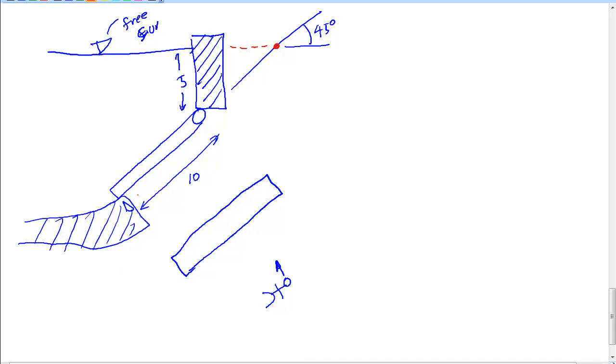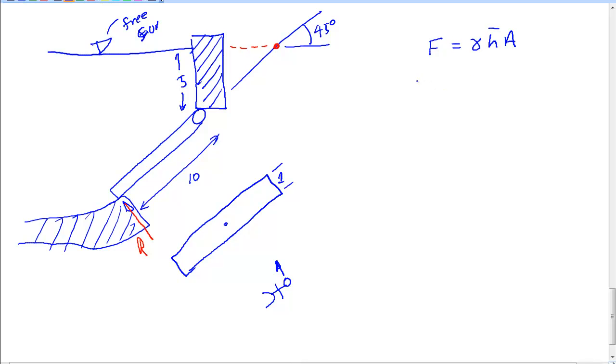Let's move that a little bit. Here's our gate. We're going to make it 1 foot deep here and 10 foot high. So this person sees a little strip gate right there. Now you know how to work the problem the other way. Now we're going to find out how to work it this way.